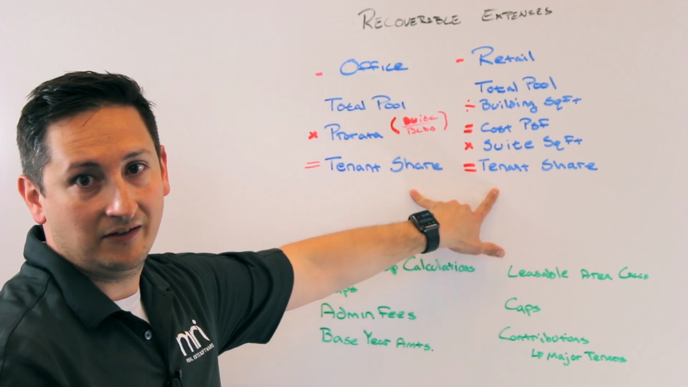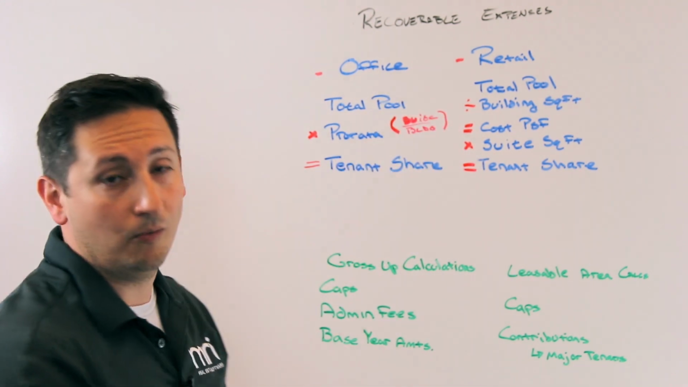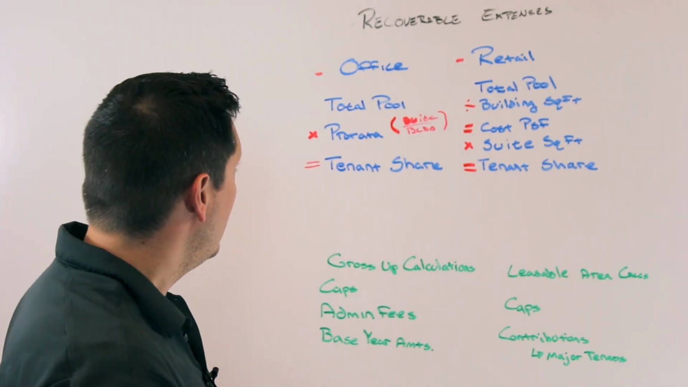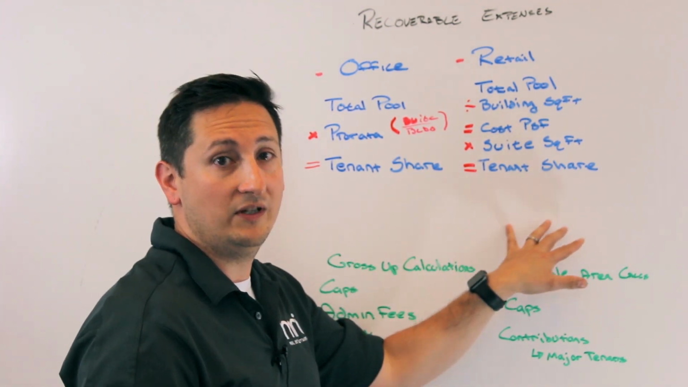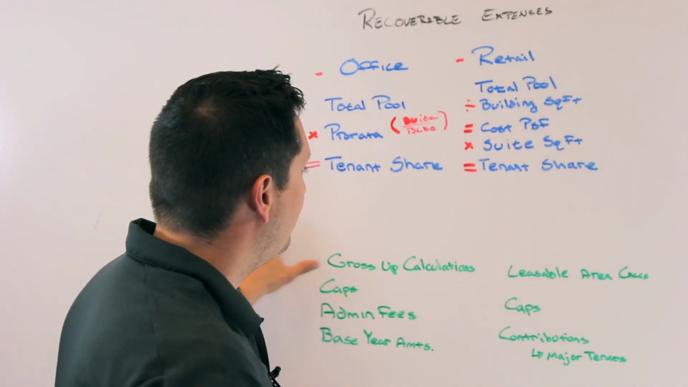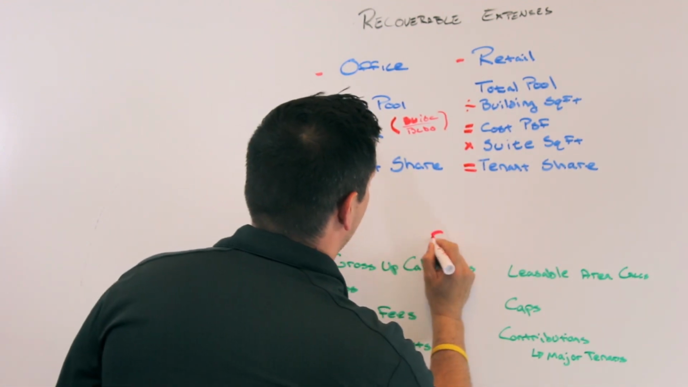These two end up being the same number, all things being equal, with the total pool and the square footages. And that's just the difference between your standard office calculation and your retail. As far as the feature sets for both of these, we're going to have the features.